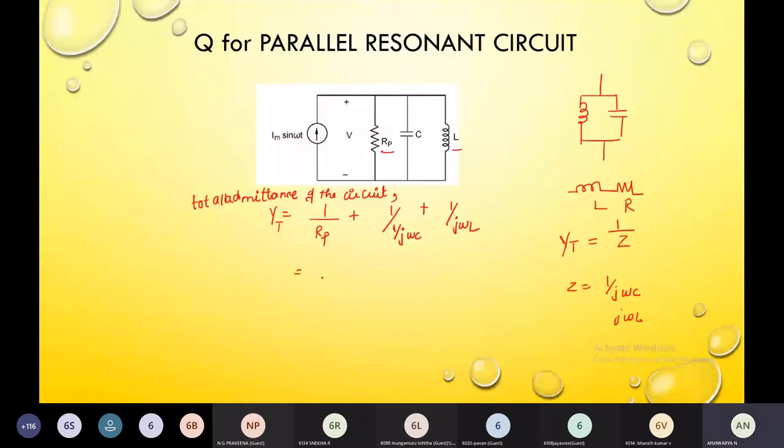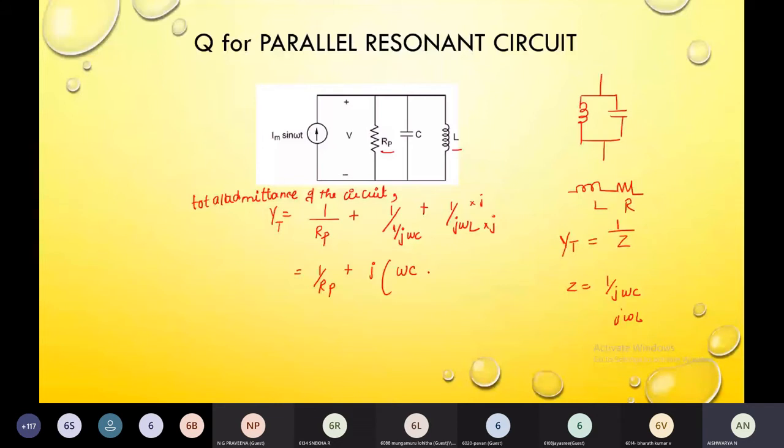So take the imaginary part from this side. When I take j common, it will be omega C, and multiply and divide by j here. So it will become j square, correct? Because j is there in the denominator. So it will be minus 1 by omega L.